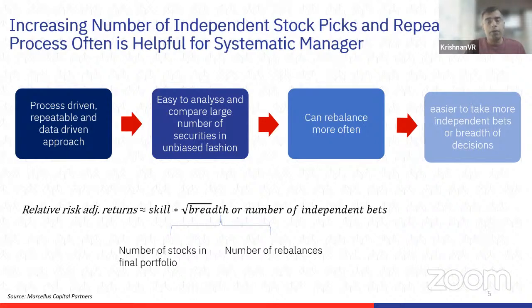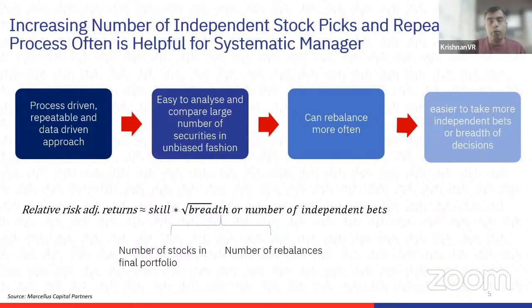Now, the last point, maybe, because generally what you find is systematic strategies are data driven, and they follow a data driven repeatable process. It is more efficient for them to increase the breadth, or the number of securities over which they're doing the analysis. And a larger breadth means a large investment universe, which, if you think about it, for a discretionary manager is a handicap, because he has to hire a lot more analysts to analyze all these securities.